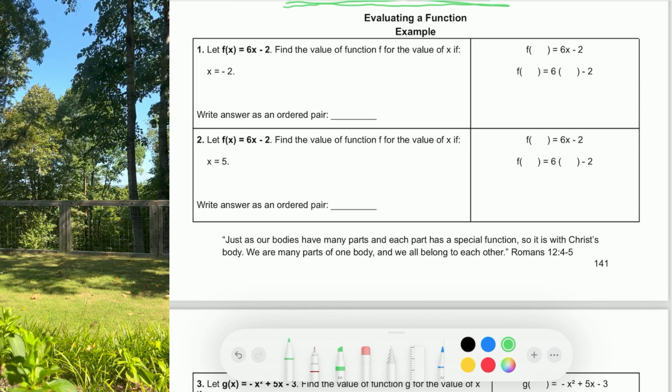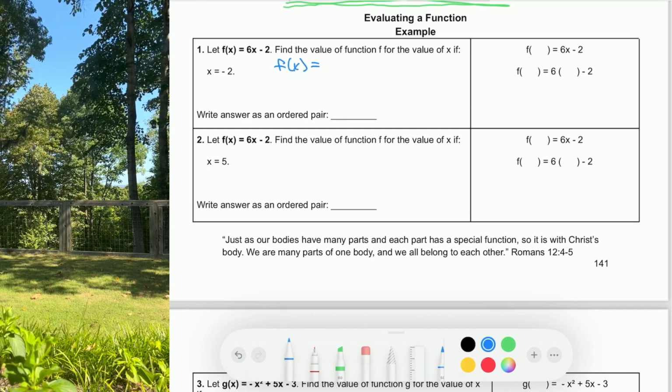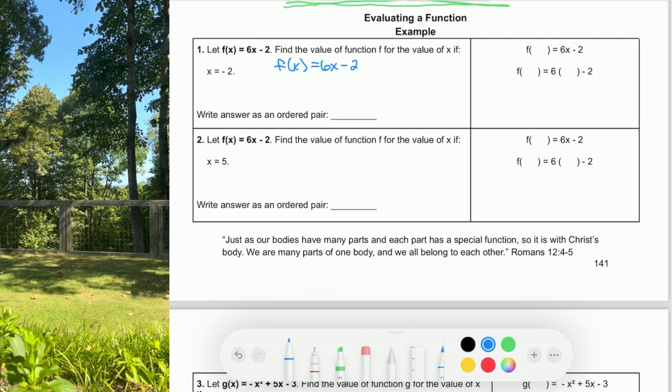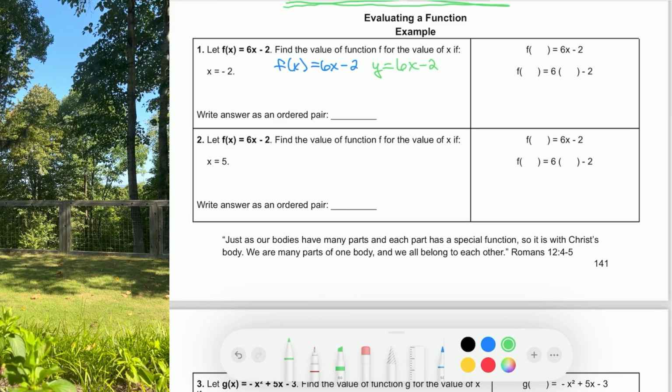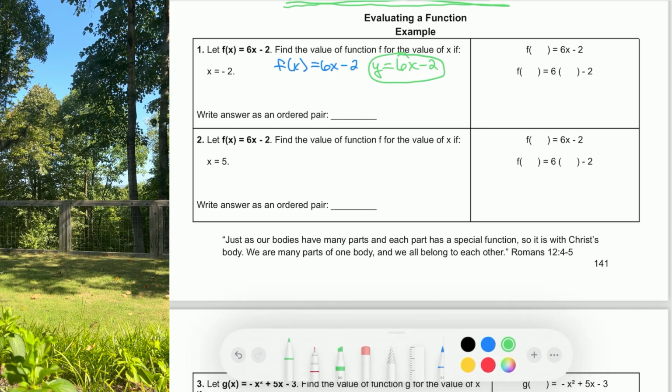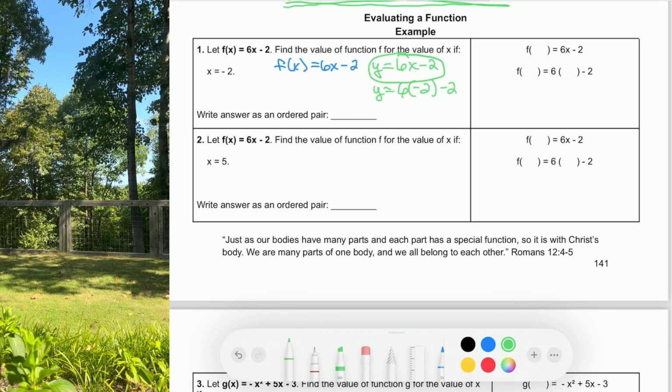So let's talk first about the equation. The equation f of x is the same as saying y equals 6x minus 2, okay? They're the exact same equation, it's just a different way of writing the y value. Now, if you saw this version and they said, solve for y if x equals negative 2, you'd say, okay, I'm going to say 6 times negative 2 minus 2, and then I would solve for y. You would substitute that x in. Well, guess what? We're going to do the exact same thing with these functions.